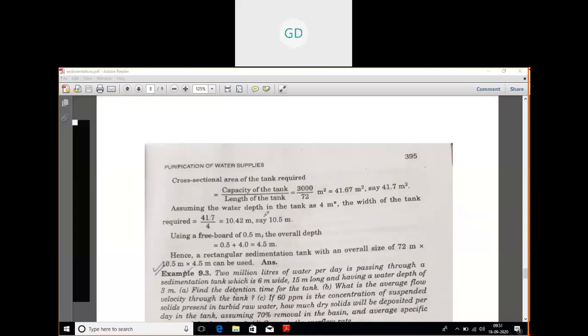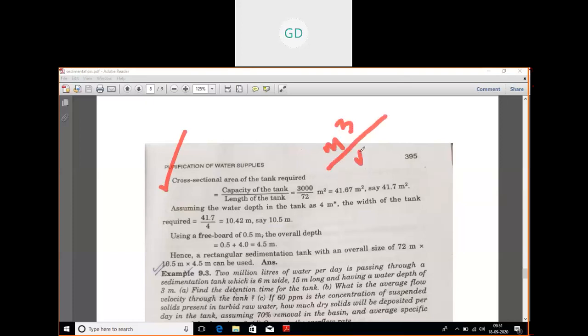So what is the cross-sectional area formula? It is the capacity of the tank divided by the length of the tank. Since the capacity is in meter cube and the length is in meter, if you cancel both, you will get the area unit, which is what? Meter square. That's why we are dividing the capacity by length. If you divide both, you will get 41.7 meter square. Okay, so now you got the cross-sectional area.